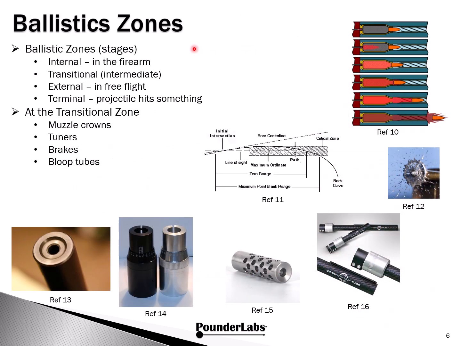We can break down ballistics into specific zones or stages. First of all, internal. This is the firing of the round in the barrel, in the chamber. There's the transitional or intermediate, which is when the projectile, the bullet, leaves the bore. And then there's the external. We're very familiar with these principles with ballistic solvers in free flight. And then the terminal ballistics is when it hits something.